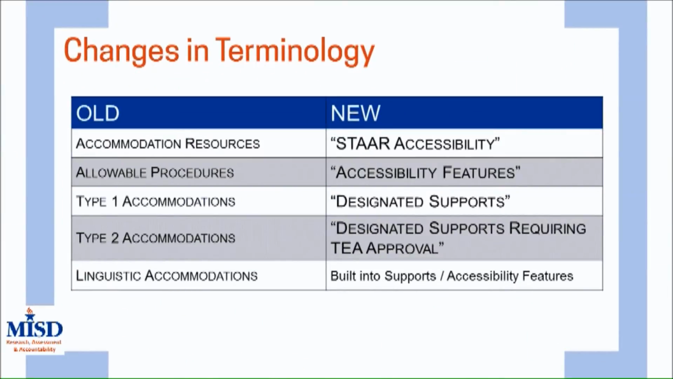With this new approach comes a shift in terminology outlined by this table. The most notable changes are the shift from accommodations to designated supports, as well as the retirement of the accommodation triangle and its Type 1 and Type 2 headings. Also, linguistic accommodations have, if you'll pardon the pun, exited the program and are no longer confined to separate documentation. Instead, ELL status is now part of the eligibility criteria for specific designated supports.